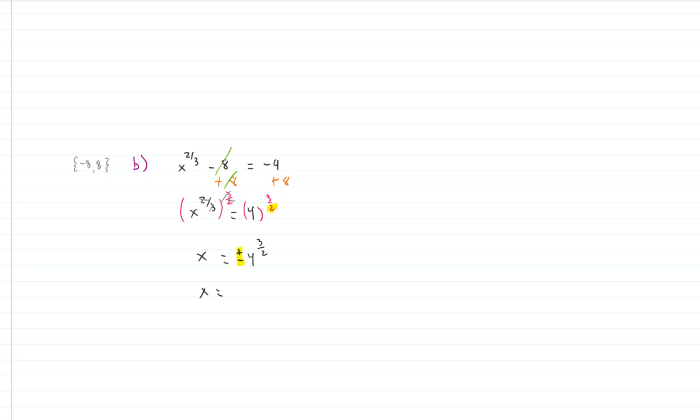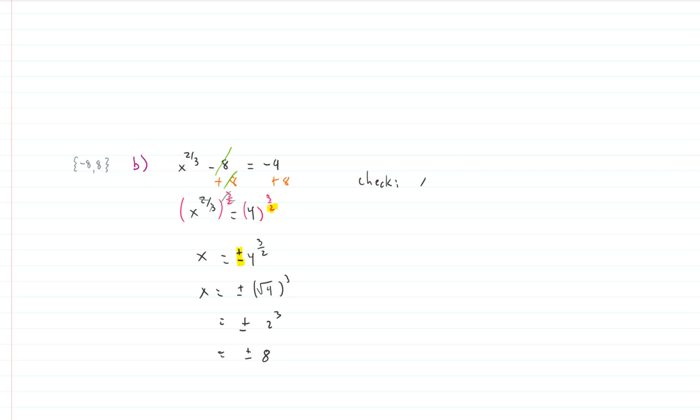All right, so we get x equals, well, what is 4 to the 3/2 power? The 2 on the bottom means take the square root. So let's take the square root of 4. So we have plus or minus square root of 4, and that's cubed. So we have plus or minus square root of 4 is 2 cubed, which gives us plus or minus 8. So I need to check both of them and make sure they work.